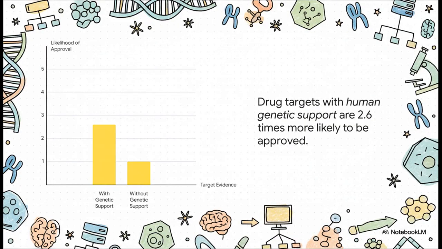This approach is supported by empirical evidence. Retrospective analyses of drug development pipelines have shown a clear trend. Drug targets with supporting human genetic evidence are 2.6 times more likely to progress from phase 1 trials to market approval compared to those without such evidence. This statistic provides a strong quantitative argument for integrating genetics into the foundation of drug discovery.